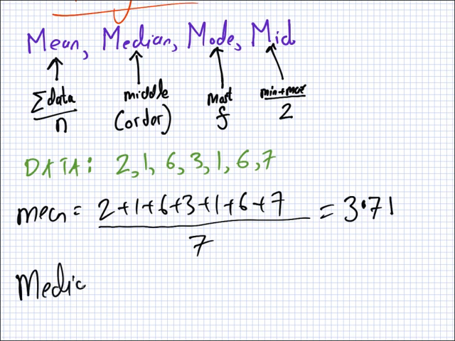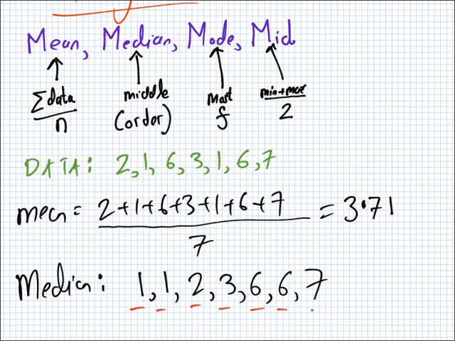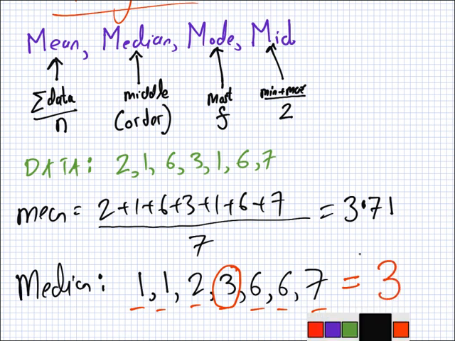Median. I have to rank the numbers. So first is 1, and then 1. But what's next? 2, 3, 6, 6, 7. Yes, from low to high. And then you take the middle number. So if you have 1, 2, 3, 4, 5, 6, 7, which number? Yeah, the fourth number here is in the middle. So the median is 3.